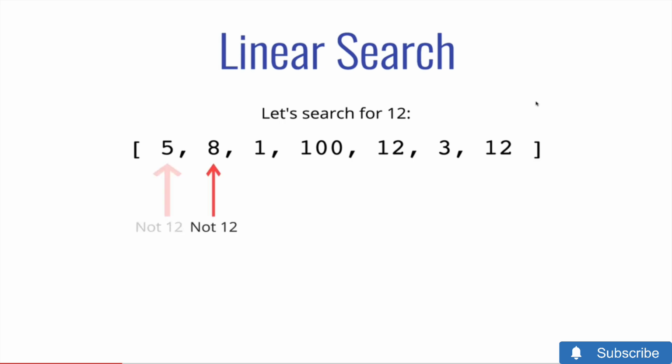Is 5 12? Nope. Is 8 12? No. 1 is not 12. 100 is not 12. 12 is 12. And then we return true, or we return the index, 0, 1, 2, 3, 4. It depends on what we're doing. So for indexOf, for example, it would return 4. For includes, it returns true. So that's linear search.